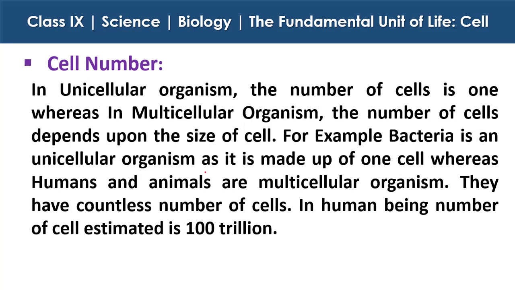Next is cell number. We know that in a unicellular organism, the number of cells is only 1, whereas in a multicellular organism, the number of cells depends upon the size of the organism. For example, bacteria is a unicellular organism as it is made up of only one cell, whereas humans and animals are multicellular organisms. They have a countless number of cells. In a human being, the number of cells is estimated to be about 100 trillion or more.